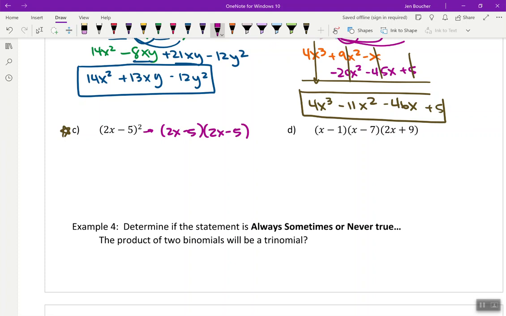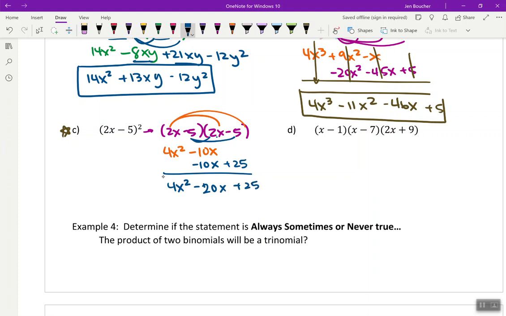Back to part C. Okay, if you rewrite that twice, it's a little bit easier to see what you have to do. So let's multiply. 2x times 2x would be a 4x squared. 2x times a -5 would be a -10x. And depending on what you want to do, I, again, like to stack my variables. I didn't do that on part A, but I'm going to here. -5 times a 2x is a -10x. And -5 times a -5 is a positive 25. So add those together, I would get 4x squared minus 20x plus 25, and that is not what we had written out before I erased it.